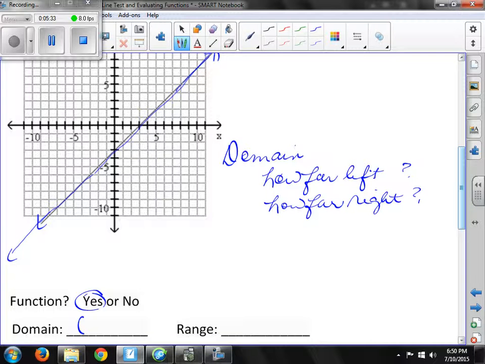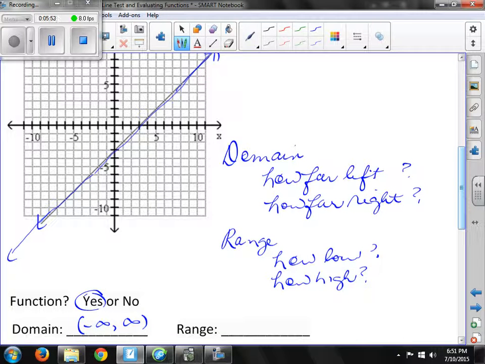How far to the left? All the way to negative infinity. How far to the right? All the way to positive infinity. The range is how low and how high. You're talking about the y values now, how low and how high.